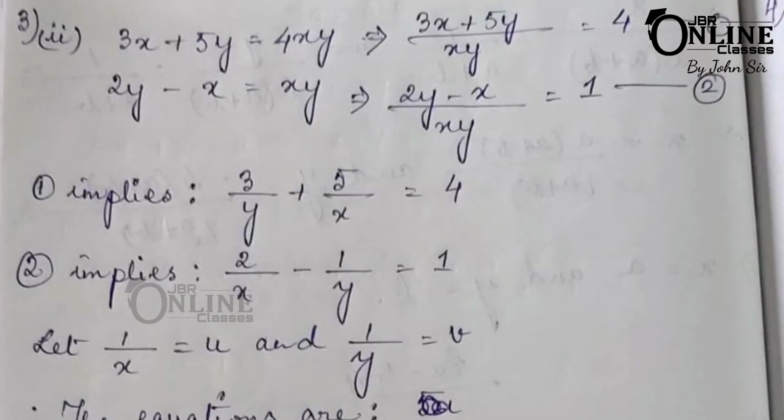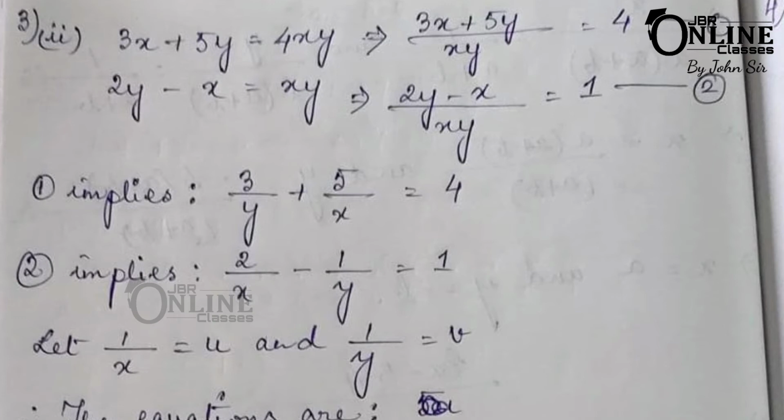Now the next problem, sum number 3(2). In sum number 3(2), a same kind of problem. For first equation 3x plus 5y equal to 4xy, and that equal to 3x plus 5y by xy and that equal to 4. Okay, now next 2y minus x that equal to xy, then it will be 2y minus x by xy and that equal to 1. Okay, now if 3x plus 5y divided by xy, then it will be 3y plus 5 by x and that equal to 4.